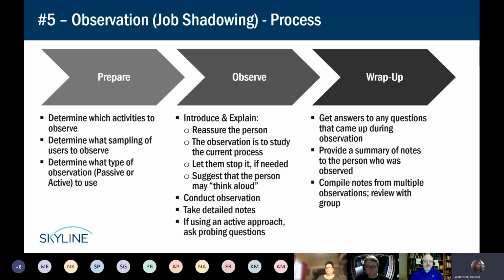If you observe more than one person, like you could do this one at a time with different people, you'll want to then compile your overall results and review the findings with your stakeholders.